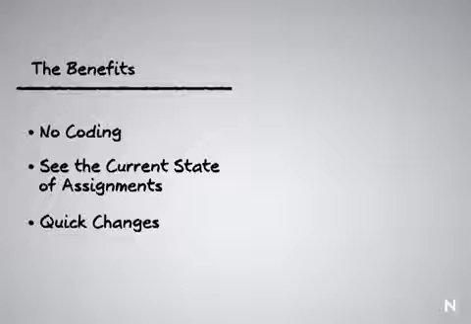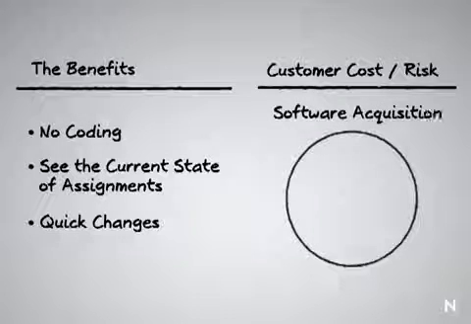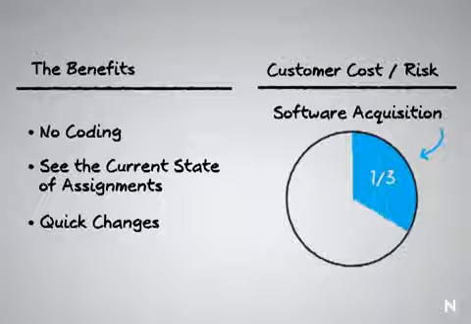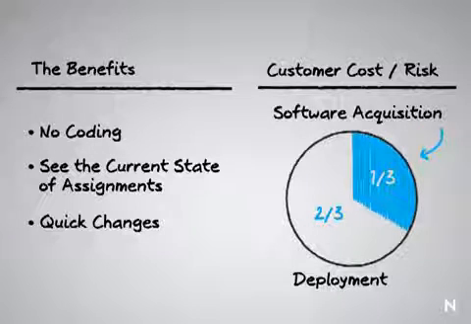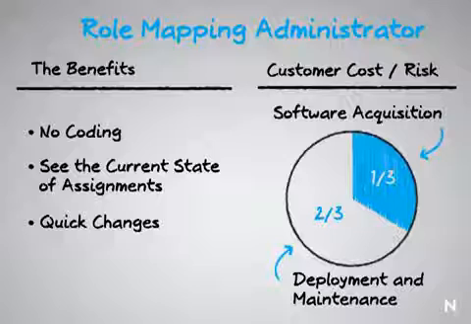So if we go back to Novell's advantages to the customer, its real difference, again, software acquisition costs are typically going to be a third of the cost no matter what happens. What Novell is doing with this type of tool and the rest of its advantages is helping with that back-end two-thirds, the deployment and the maintenance of it. And the role mapping administrator fits perfectly into that.